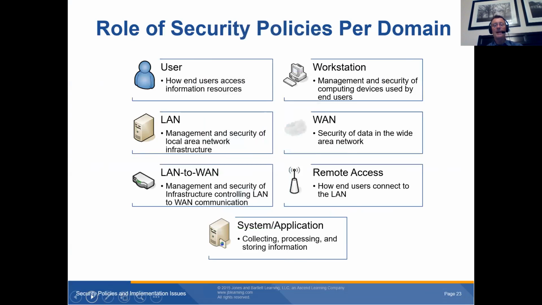Our LAN domain, we want to manage network security. We want to keep intruders out. We want to have firewalls that protect things from getting in. WAN, we want to have security of the data across the wide area network. If we have a LAN to WAN bridge going on, which is typically our router, we want to secure it. How do people remotely access our network? Are they using VPNs? In our system and applications, are we writing secure applications? Where's our data? Is it encrypted at rest? Is it encrypted in transfer or transmission? What are our rules and guidelines?